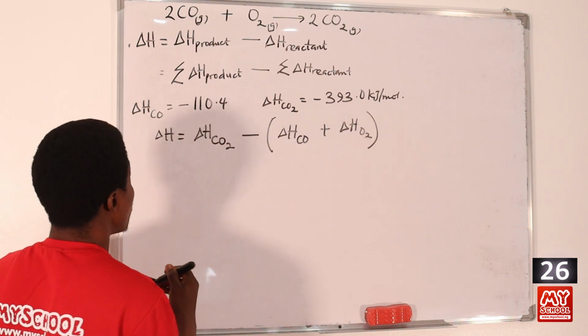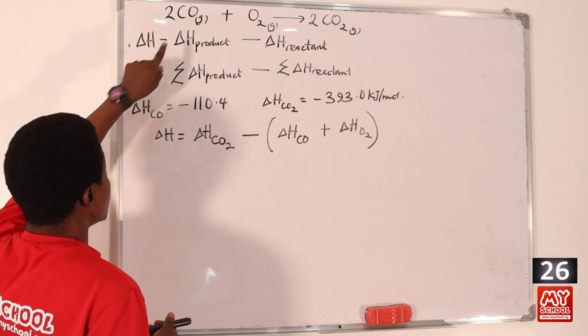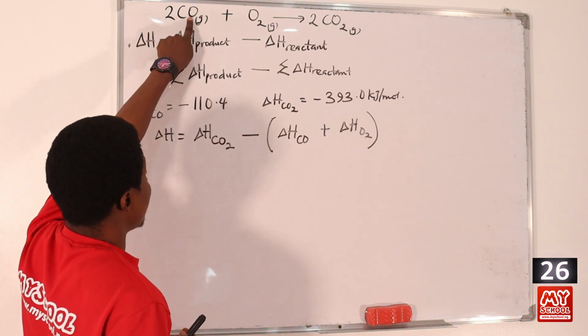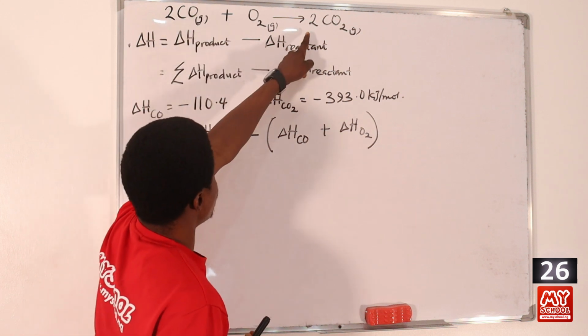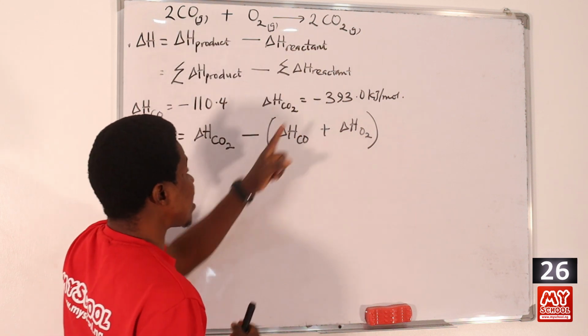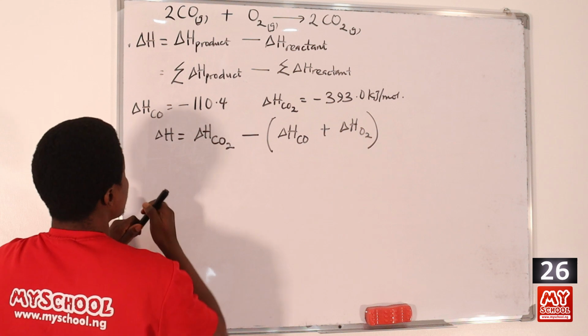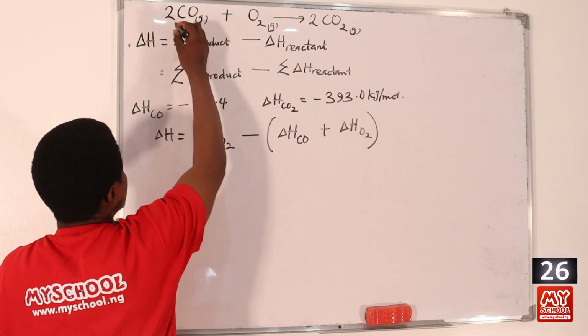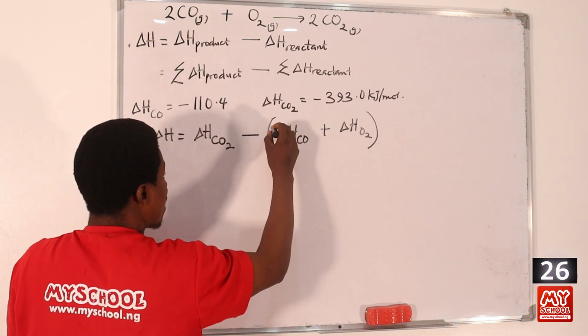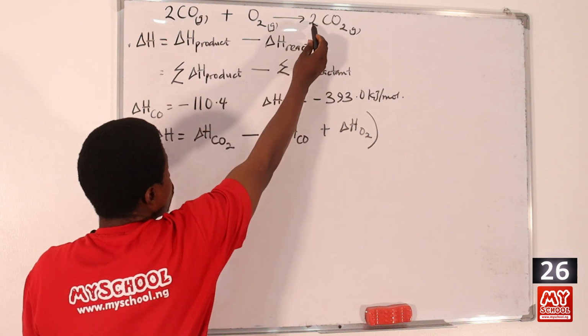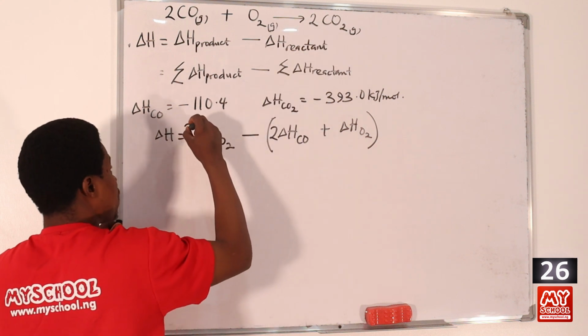Now if you look at the equation, we have 2 moles of CO here, and then we have 2 moles of CO2 here. So that is going to affect this. If we have 2 moles, this should be 2 moles of CO, so we have times 2 here, and then we have these 2 moles for CO2, so we are going to have times 2 here.